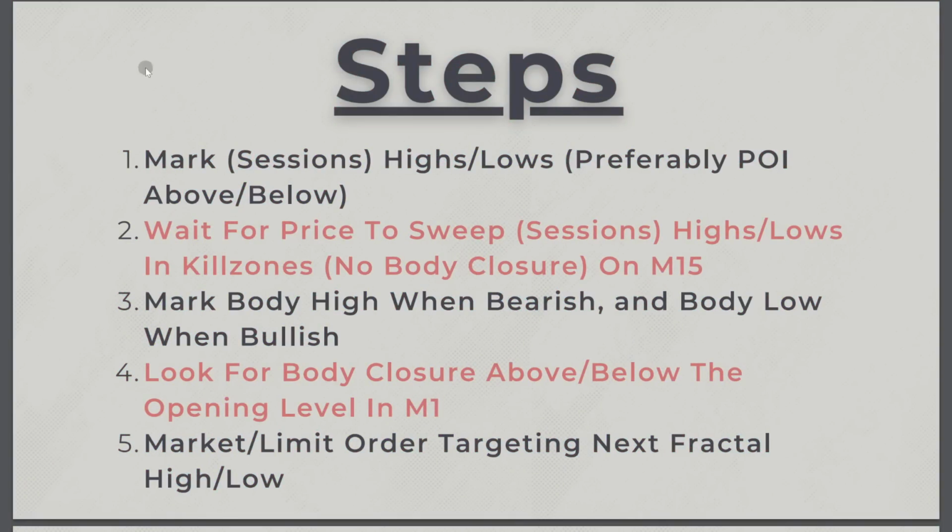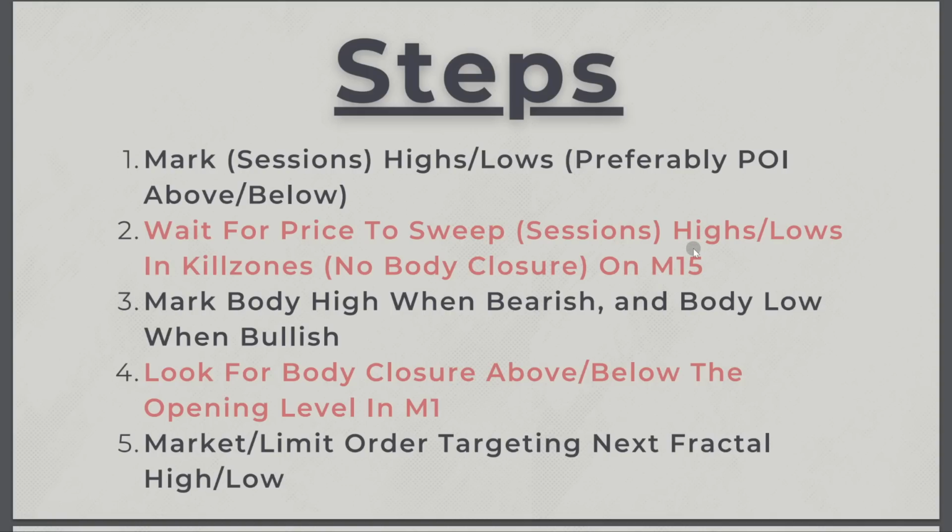The steps of the trading plan: the first one is to mark highs and lows. If you follow the mechanical way, you could mark the sessions highs and lows. And I really prefer to have POIs, for example fair value gaps, above or below those highs and lows. Then we wait for price to sweep those highs and lows, or sessions highs and lows, in kill zones. So only taking trades between 2 to 5 and 7 to 10. That's it. London kill zone and New York kill zone. And I don't want to see a body closure. A small body closure is still valid, but I really prefer to see no body closure, especially with a displacement on the 15-minute. So 15-minute is the first time frame that we're going to be using.